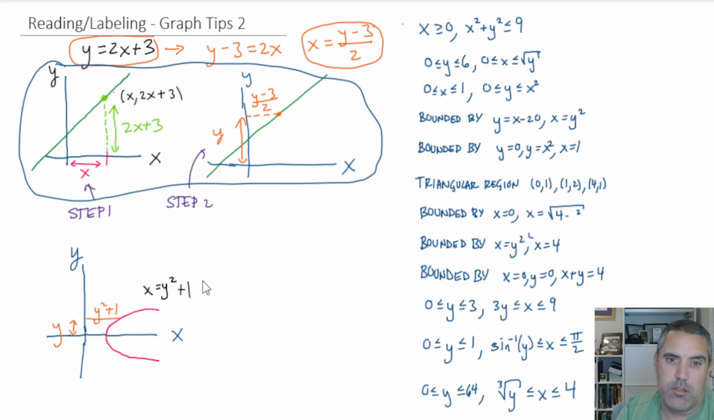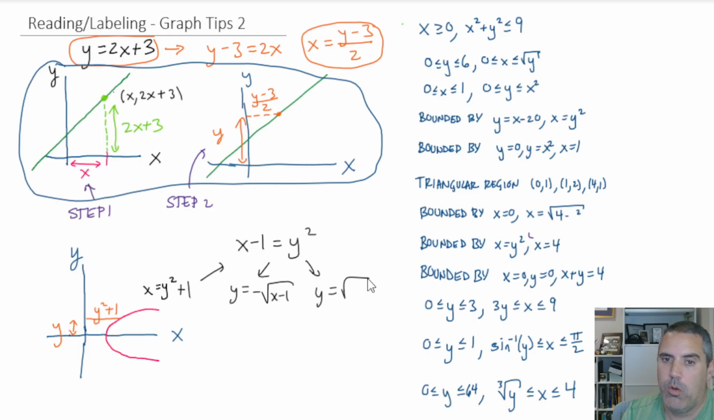If I wanted to do it in terms of x, then I would need to rearrange. X minus 1 is y squared, and this leads to two possibilities. Y equals negative the square root of x minus 1, or y equals the square root of x minus 1. And that's notable in many problems because that often means we have to split up our work. But the thinking is the same.